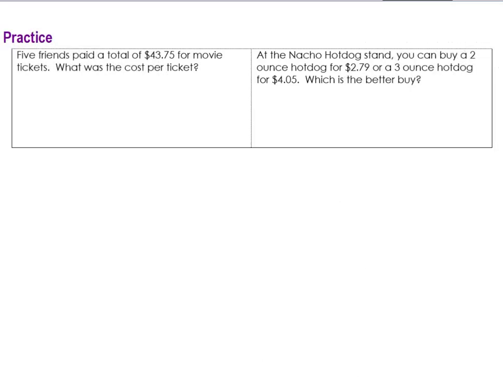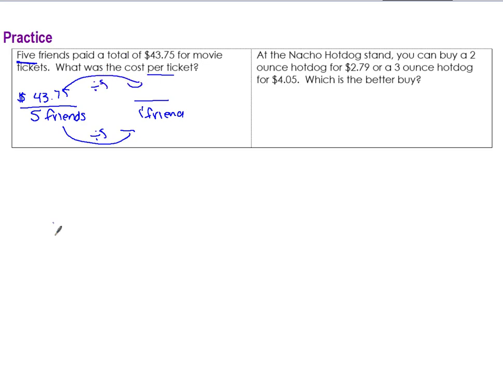We have 2 more examples. It says 5 friends paid a total of $43.75 for movie tickets. What was the cost per ticket? Again, money goes at the top. $43.75 for 5 friends. We want to know the cost per ticket. So 1 ticket, or I'm just going to write 1 friend, because 1 friend is 1 ticket. 5 to 1, I'm going to divide by 5. Do the top divided by 5. So down here, I'm going to do 5 and then 43.75.